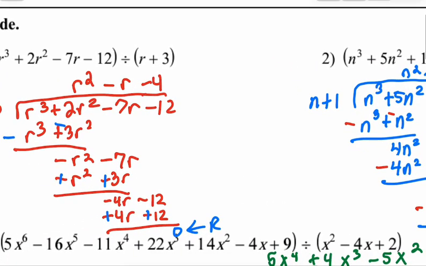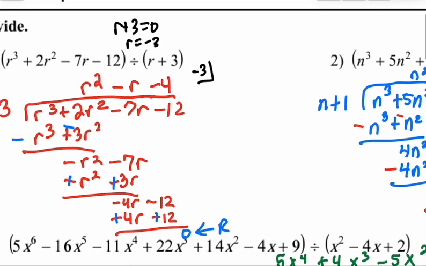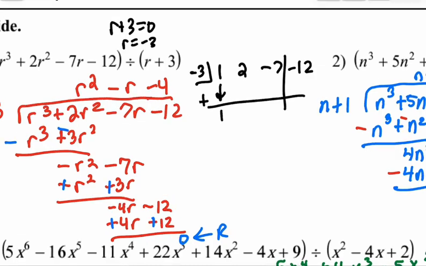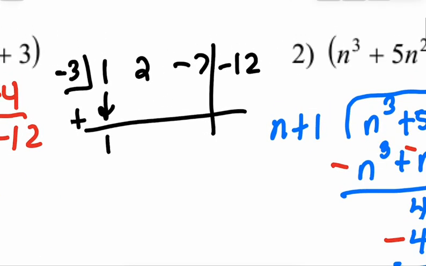Okay, so where does r plus 3 equal 0? R at -3. I'm going to put -3 in the corner box. I check my powers, all are accounted for. I'm going to pull out the coefficients: 1, 2, -7, -12. I'm going to set up my box. I put my little bar at the right to separate my remainder. I put my little addition bar, bring down the first thing. Okay, so that's the box that goes with problem number 1.